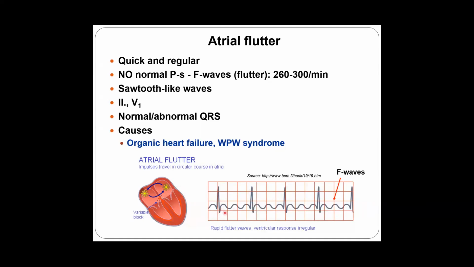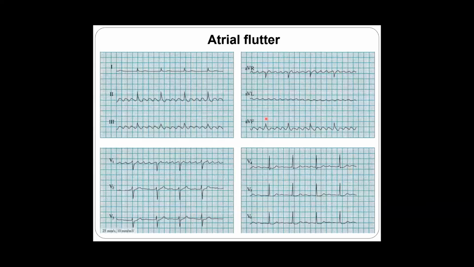And you do see these saw waves. This is an undulating wave. This is called the F waves. This is not a P wave, that's an F wave. This is how it looks, as you do see the saw wave, and maybe how many?